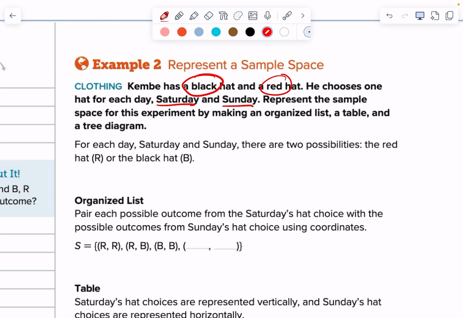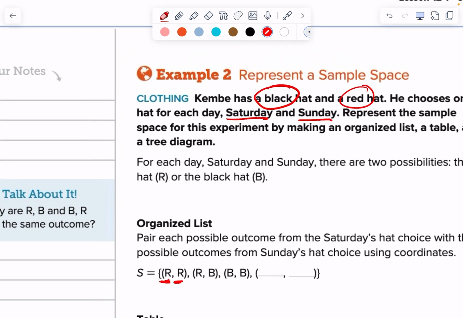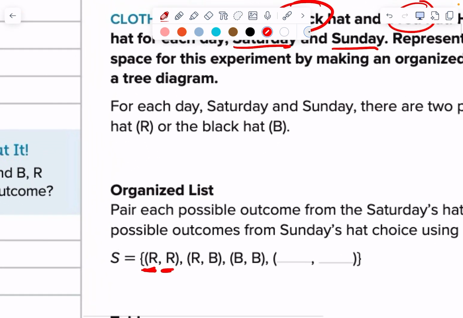So he could wear a red hat on Saturday and a red hat on Sunday. Do you see this down here? Or he could wear a red hat on Saturday, black hat on Sunday, right? So red, black is a combination. Black, red. That's the one we're missing, right?